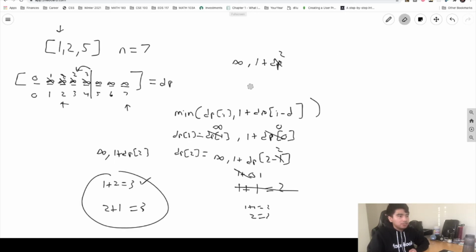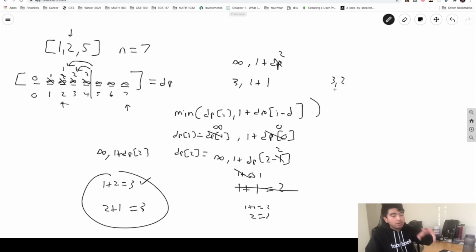But okay, let's do this again. Remember, we're going to the denomination of 2 now because this is at 4. So now our minimum is 3, and 1 plus the dp of 4 minus 2. Well, what's the dp of 4 minus 2? We're going to go a distance of 2, and we're doing 1 plus the dp of 4 minus 2. That points to the 1. So it's going to be the minimum of 3 and 2.